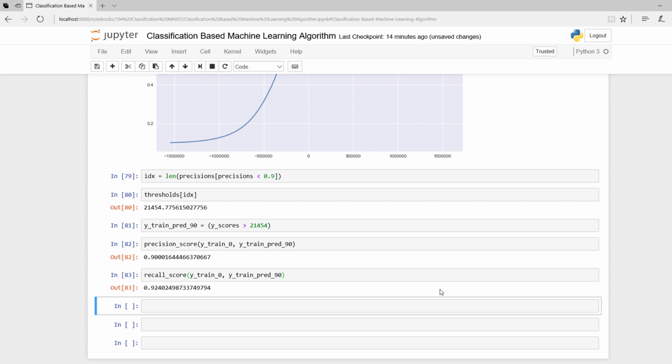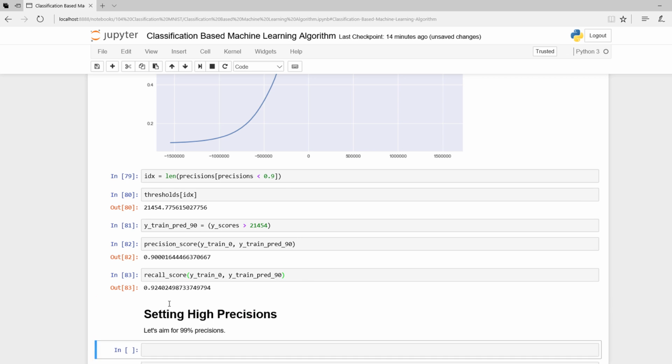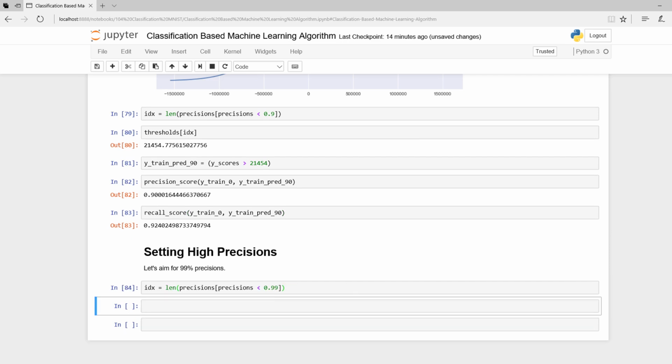So that's really how you tackle this problem, rather than leaving the so-called threshold at the default of 0. You can dig into the numbers and make the variation yourself. What if I want to set a really, really high precision score? Let's just say 99%. Again, you can use the same procedure that we did just now.